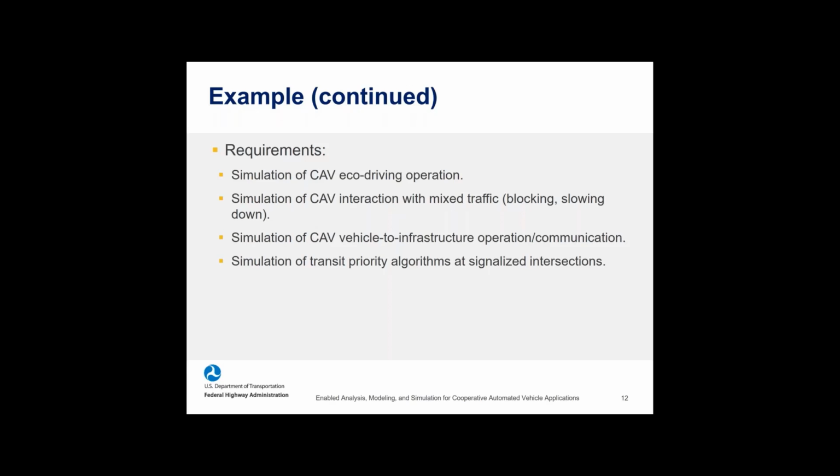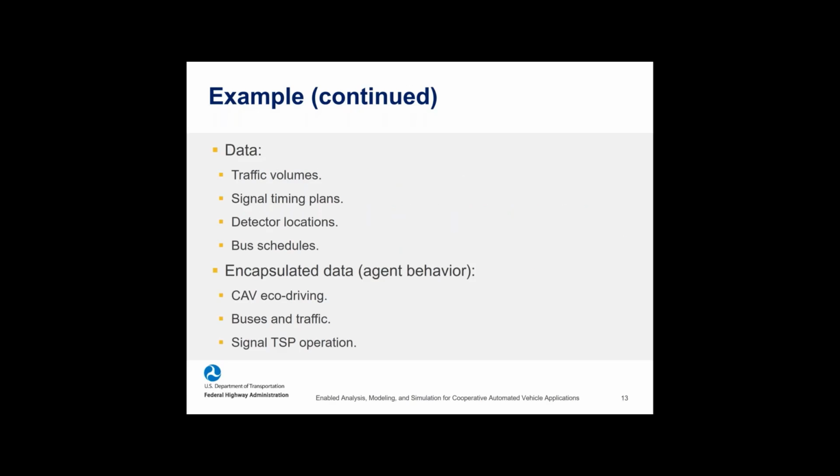And then I need to be able to simulate the transit priority algorithms at signalized intersection. And the data, of course: traffic volume data, signal timing plans, the detector locations, and the bus schedules, and then encapsulated data so that we don't forget. Data is not necessarily just the raw data that is given to you. If the developer of the simulation has already encapsulated the data in agent behavior, like Vissim has done with CAV from the COEXIST project, then that's something that you need to account for as well, to be aware of it.